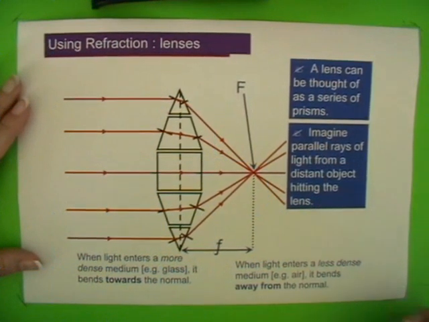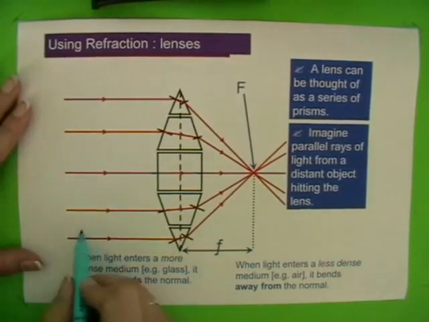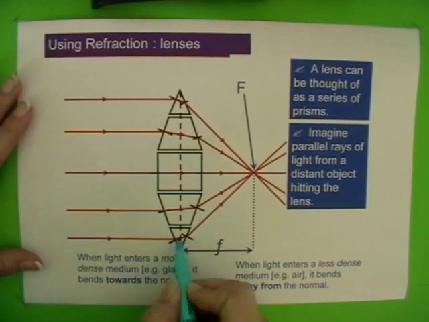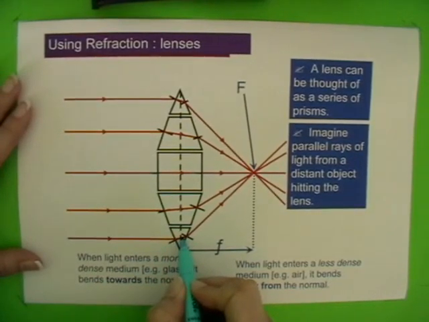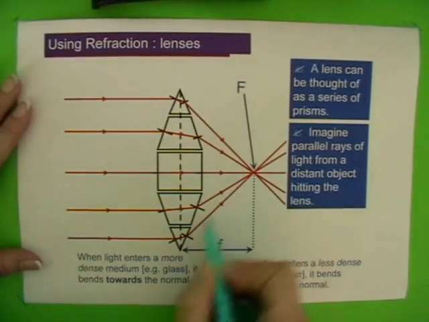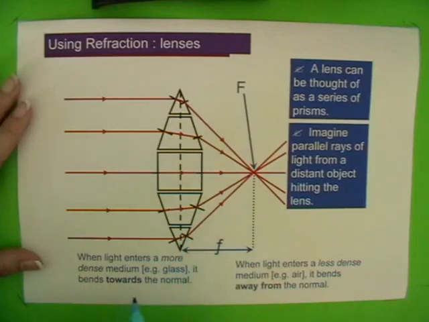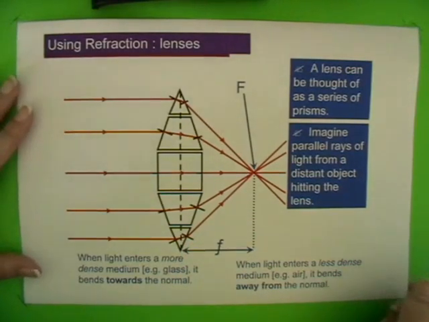...is in lenses. When light enters a more dense medium, it bends towards the normal. So for example, if we have this light ray coming in, it bends towards the normal, and then bends away from the normal again as it leaves the glass. So when it enters a less dense medium, it bends away from the normal.